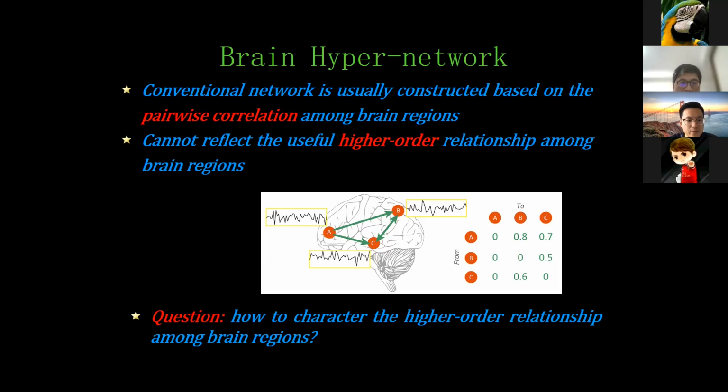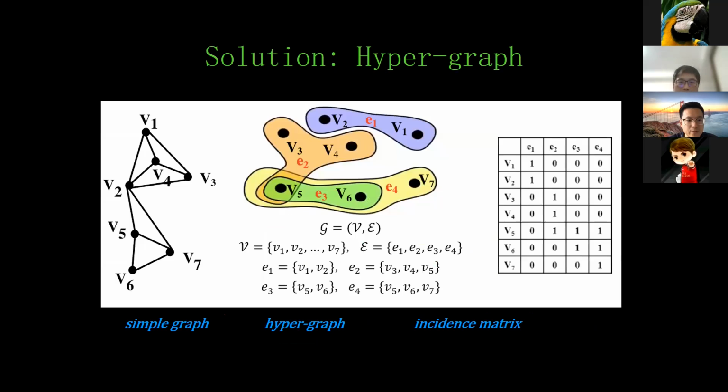So we will study how to solve this problem. Our solution is to use a hypergraph. For example, here on the left, this is a simple graph. In the simple graph, an edge can only connect two nodes. But in the hypergraph, which is this colorful figure, there are nodes and hyperedges, and a hyperedge can include more than two nodes.